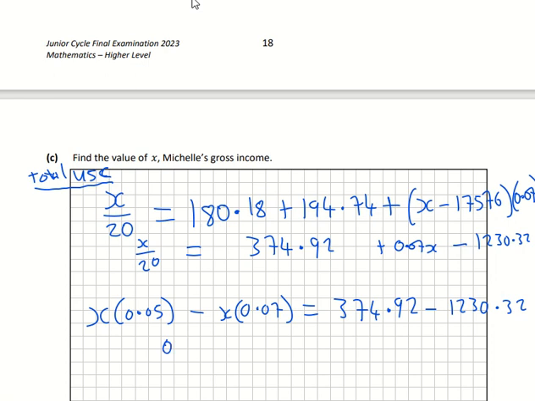Then if we subtract those X's from each other, we get 0.02X, and 85,540 over here. Then you're just dividing across by 0.02 in order to get X, and we get 42,770. So that's it then.